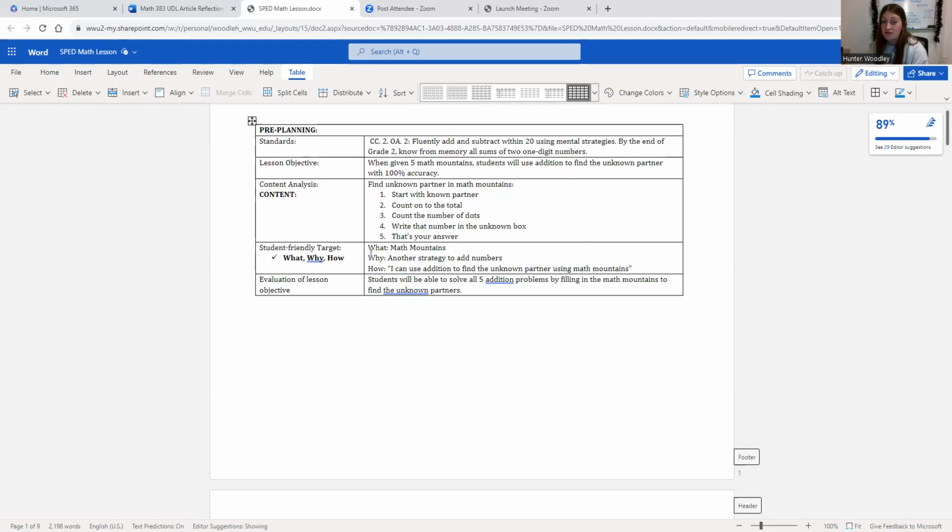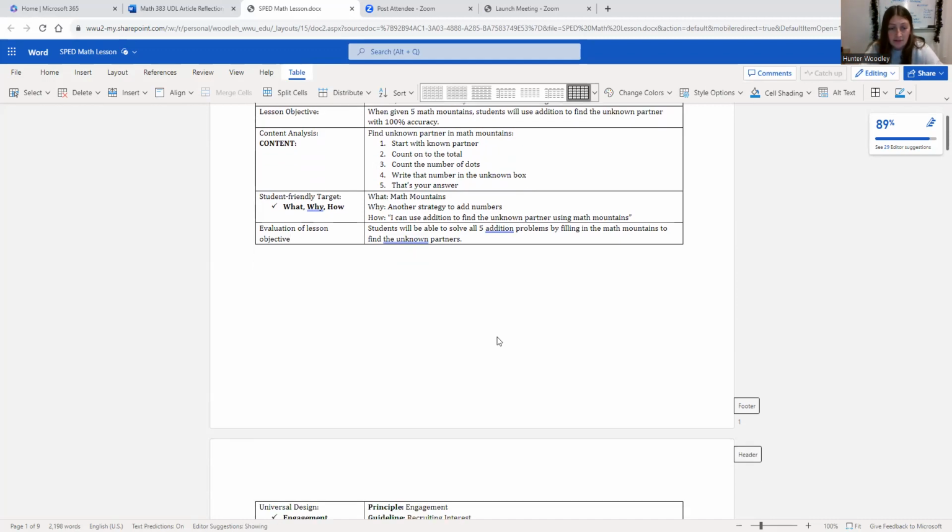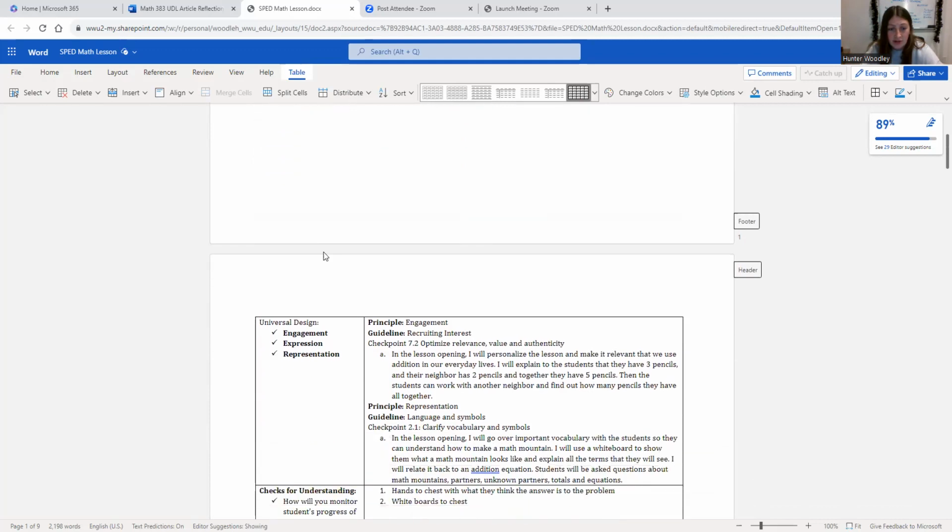And then the why is just another strategy to add numbers, because maybe the other ways are not working for the students. When you just do 2 + 2 next to each other and they count with their fingers, this is another way that they can do that. And then the how is I can use addition to find the unknown partner using Math Mountains. That's more of what they're going to get out of it by the end and what I'll be looking for them to be able to do, so they know what I'm looking for. And then that's just the evaluation of the objective.